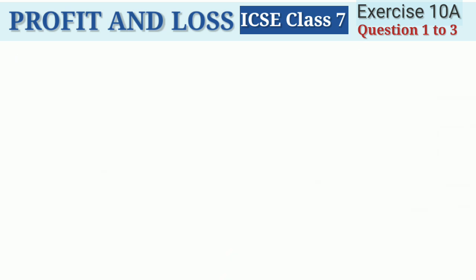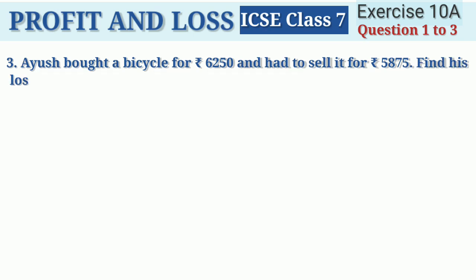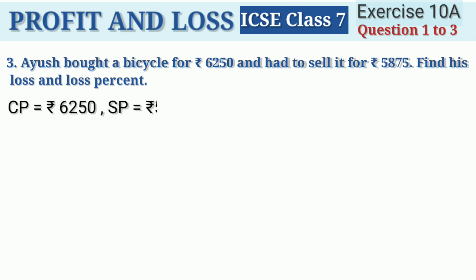Let's see what we have in third question. Ayush bought a bicycle for rupees 6250 and had to sell it for rupees 5,875. Find his loss and loss percent. Let's first write down what we have and what we have to find out. CP is 6250, selling price is 5875, loss we have to find, loss percent we have to find.